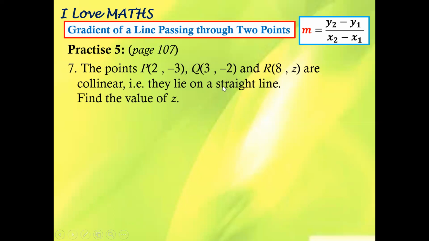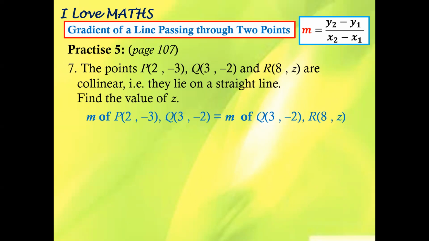Alright, since they are collinear, we can say that the gradient of points PQ is the same thing as the gradient of points QR. So assign P as x sub 1, y sub 1, Q as x sub 2, y sub 2, and substitute to the formula. Assign x sub 1, y sub 1 to Q, and x sub 2, y sub 2 to R, and substitute to the same formula, and then equate.